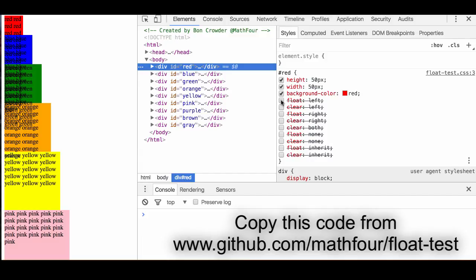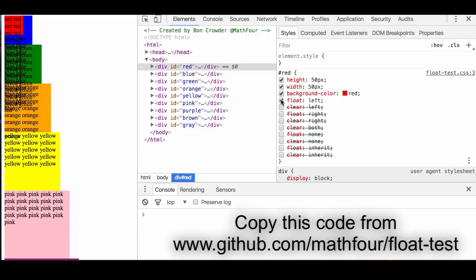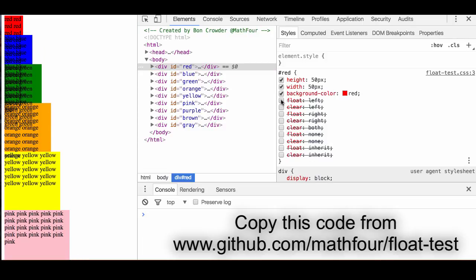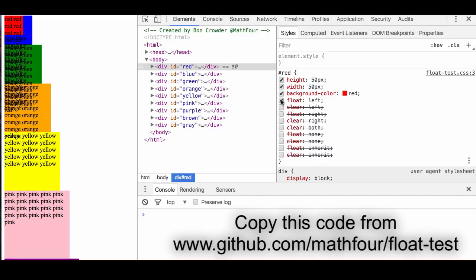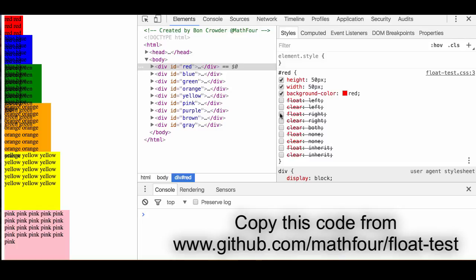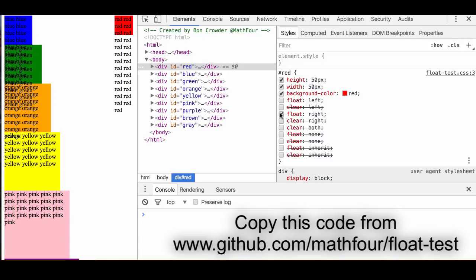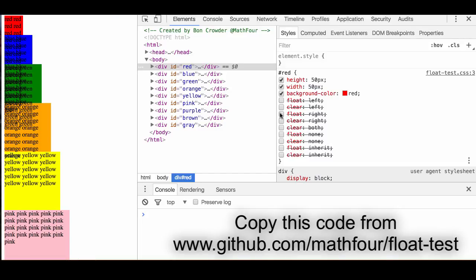So I'm working with red right now. So there's red, blue, working with red, and I'm going to float left. So you can see what happens to the little blue guy. Everybody moves up when you float him left. So if you float him right, what happens? Woo! Now notice I have words in there just so I can see what happens as the words go around.